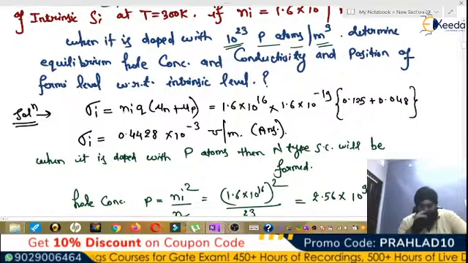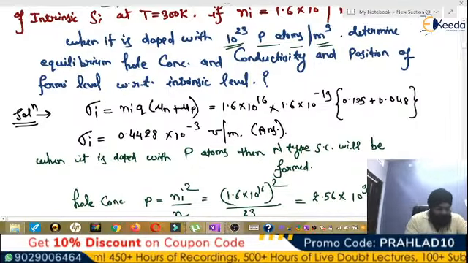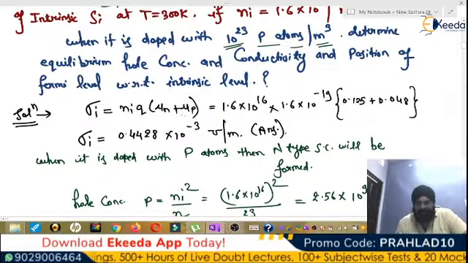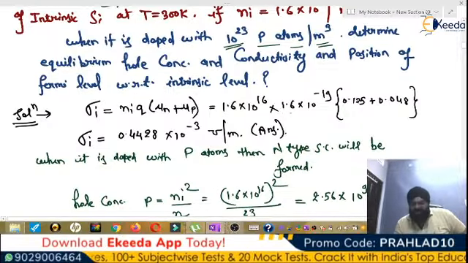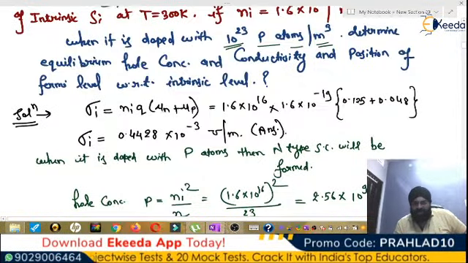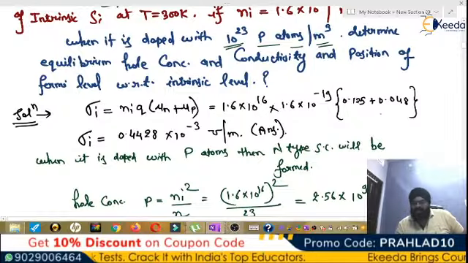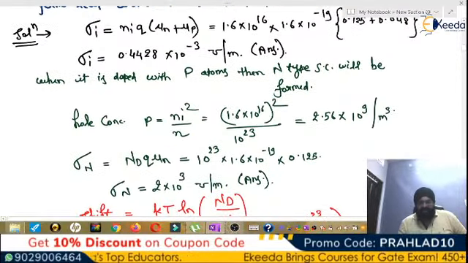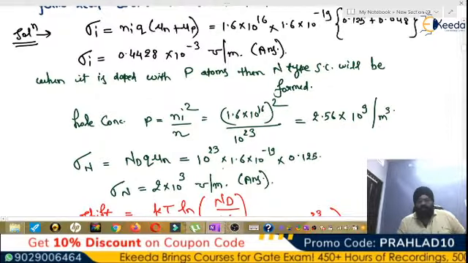So the formula of intrinsic conductivity is Ni q into mu n plus mu p. Ni is the intrinsic concentration, which is given as 1.6 into 10 raised to power 16. Charge is 1.6 into 10 raised to power minus 19, into mu n plus mu p, which is 0.125 plus 0.048. So intrinsic conductivity is 0.4428 into 10 to the power minus 3 mho per meter.